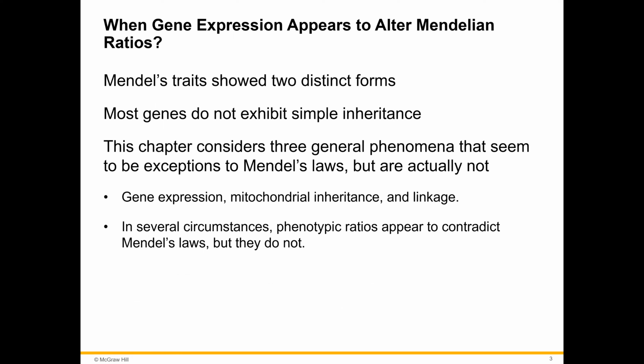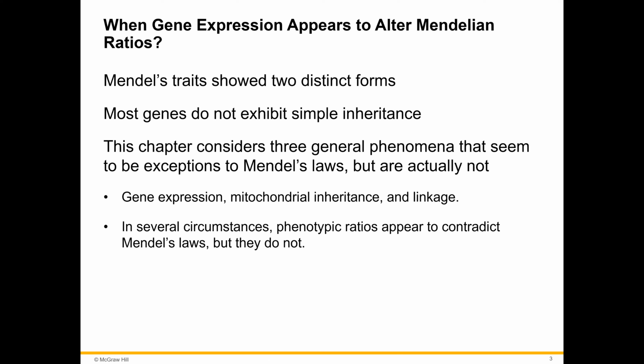When gene expression appears to alter Mendelian ratios, Mendel's traits showed two distinct forms. If you remember from the previous lectures, when Mendel studied patterns of inheritance, he used garden pea plants, and he chose plants that had distinct characteristics. For example, he would cross a tall plant and a short plant. He would cross plants that produce green seeds with plants that produce yellow seeds. So that's what it means. He used two distinct characteristics.